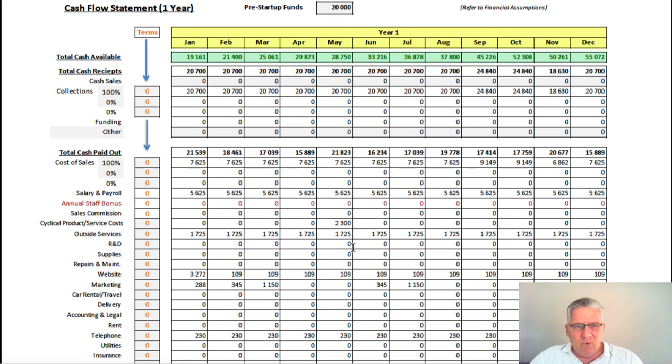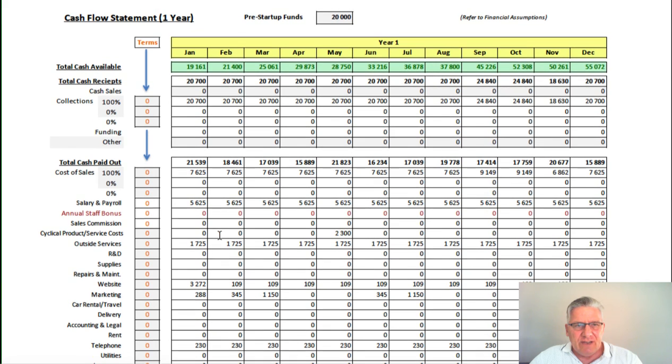And what's important here is to note that all these payments here are VAT sales tax inclusive. So if you remember, we had budgeted for outside services 1,500. Well, we have 15% sales tax. That's why we're paying 1,725. Also, the sales are inclusive of VAT.